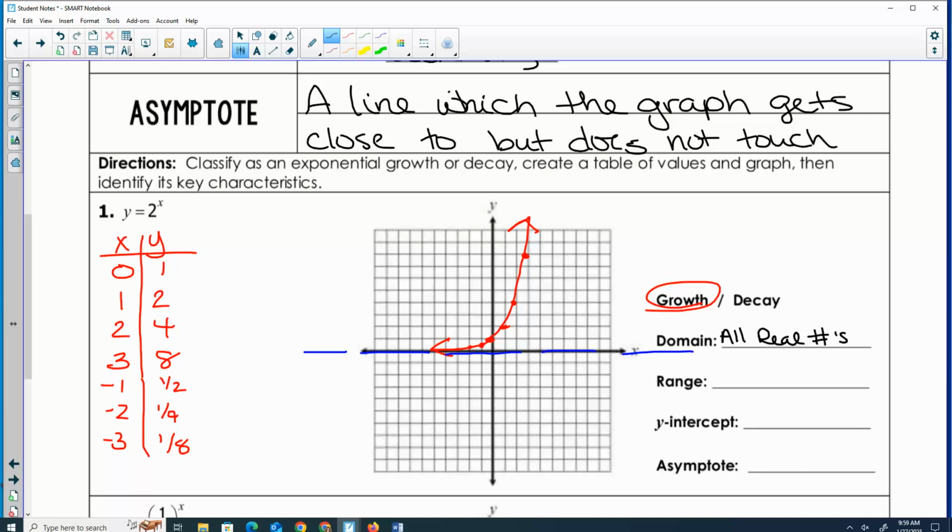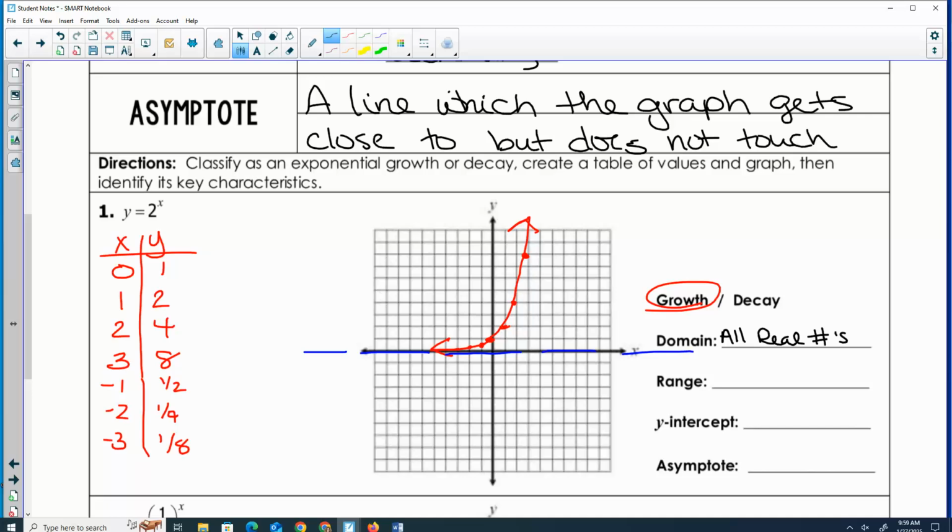That means you can plug in anything you want. And guess what? Every single exponential I give you, this will be true. So every one of these graphs, my domain is going to be all real numbers. When I look at my range here, it's all above that blue line. When I'm looking at my y values, what kind of numbers did I get out?